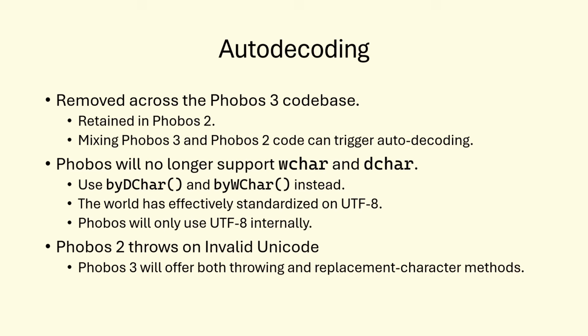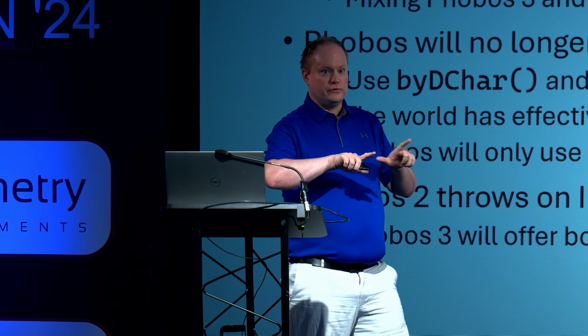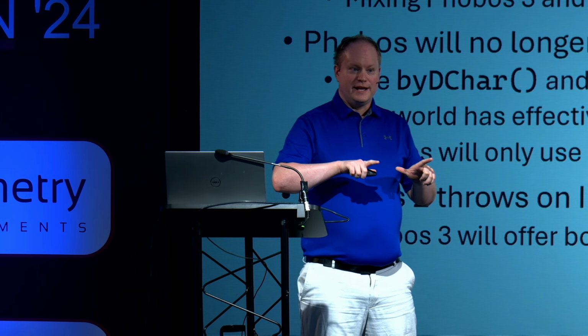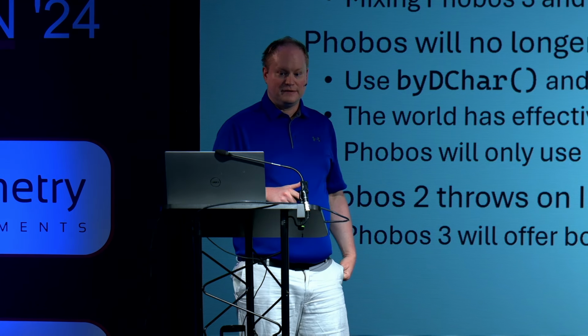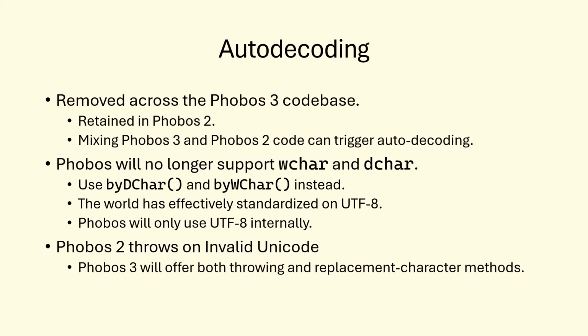And this is going to come up later because Phobos 2 is going to stay. And this does mean that you can use Phobos 2 and Phobos 3 together. And you have to be careful because you can trigger autodecoding when you do it. The next thing is Phobos 3 will not have any support for wchar or dchar. You just get char, or an immutable char array, aka strings.